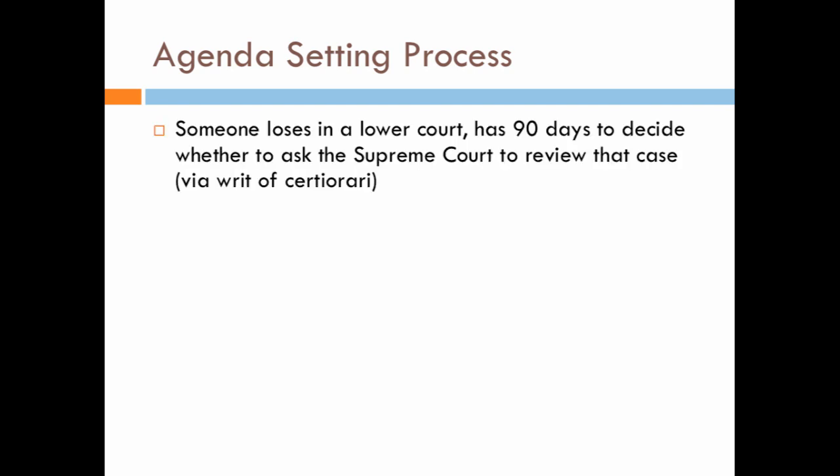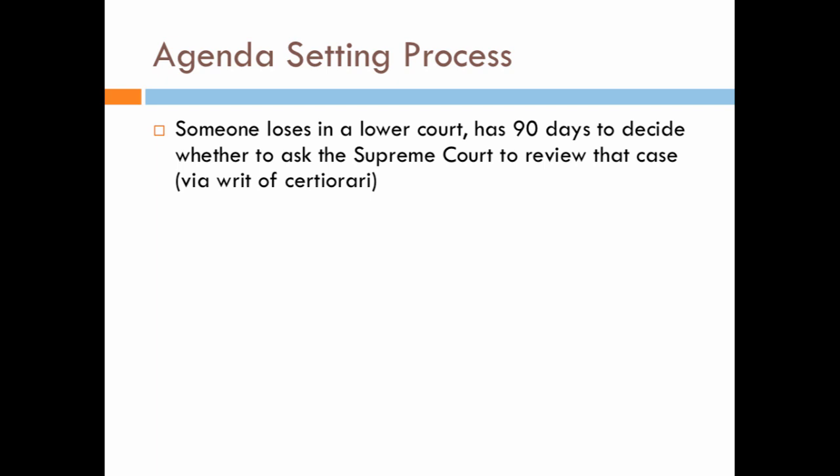Okay, so that's a lot, right, of where the cases come from, what hurdles they have to clear to get to the case. But now we're going to shift gears a little bit and walk through the court's agenda setting process as it relates to cert petitions. So the first step is that someone loses in a lower court. They then have to decide whether or not to exercise their right to appeal.